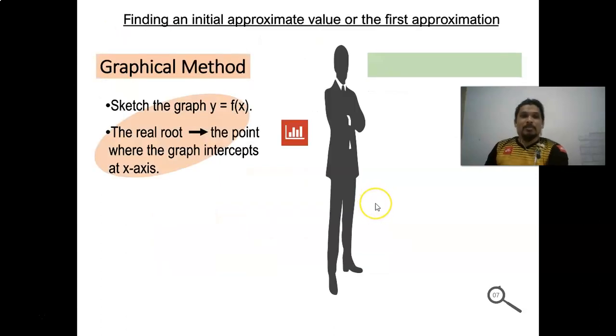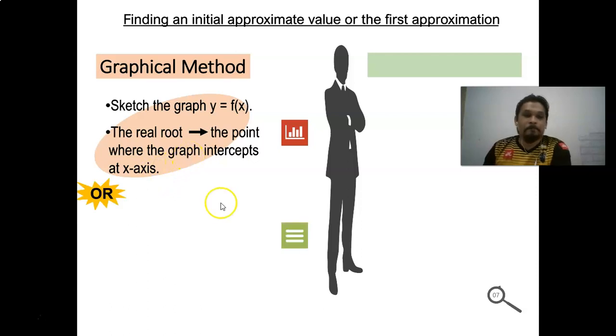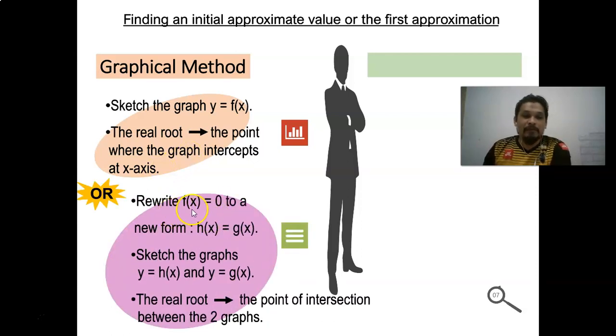So in this case, finding an initial approximate value for the first approximation by the graphical method, we sketch the graph of y equal to f(x). Then the real root is the point where the graph intersects the x-axis. Or rewrite f(x) equal to 0 to a new form of h(x) equal to g(x). Let's sketch the graph of y equal to h(x) and y equal to g(x), and the real root is the point of intersection between the two graphs.